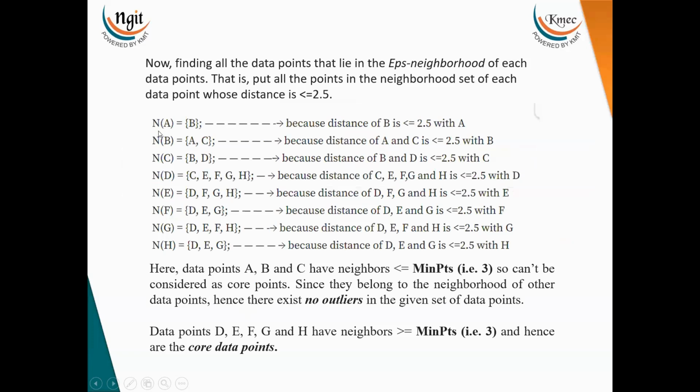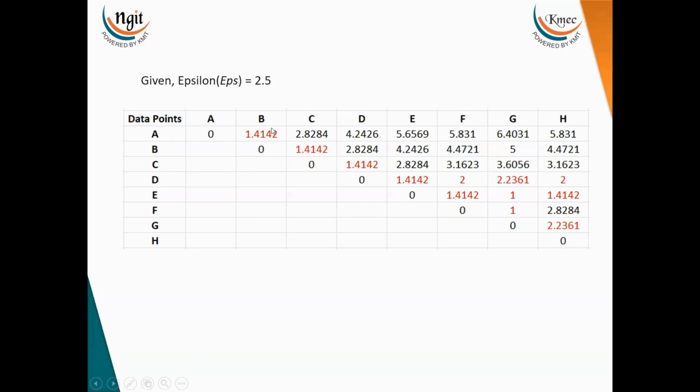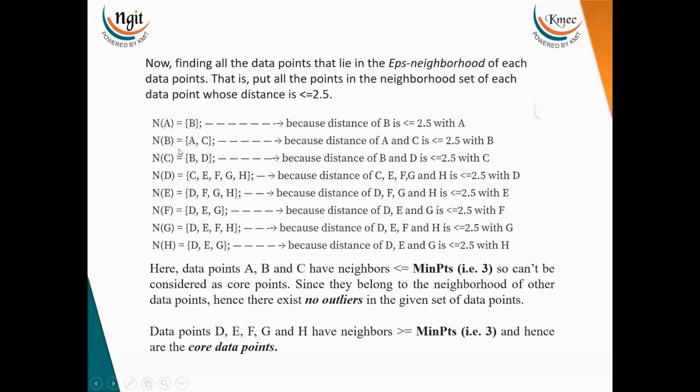So here, suppose you take A, the neighboring data point for A is what? B. Similarly, if you consider B, the neighboring data points for B will be A and C. So we will consider those neighboring points when the distance between these points is less than the given epsilon value. To understand this, look here: A will have the neighboring point B, B is having A and C, right? Because the distance of A and C is less than or equal to 2.5. So this 2.5 refers to the epsilon value.